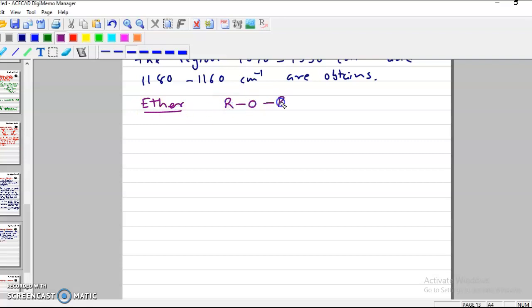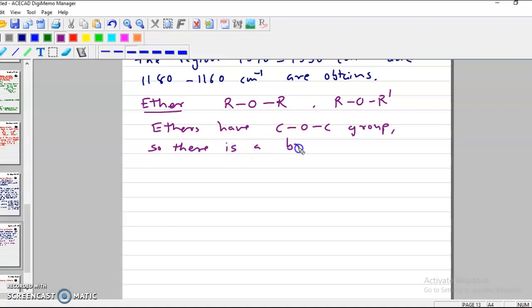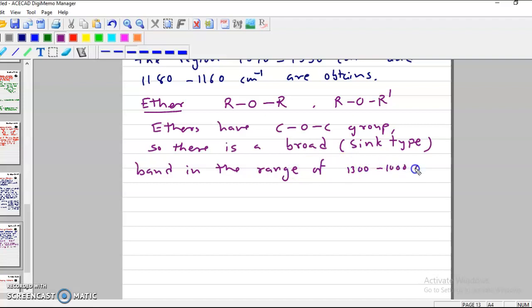Now in case of ether, which has the structure ROR', ethers have a C–O–C group. So there is a broad strong band in the range of 1300 to 1000 cm⁻¹.